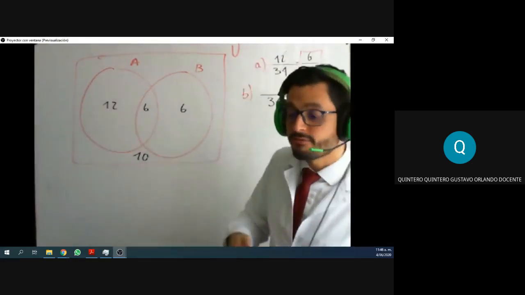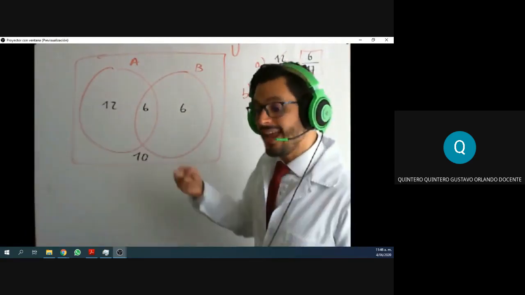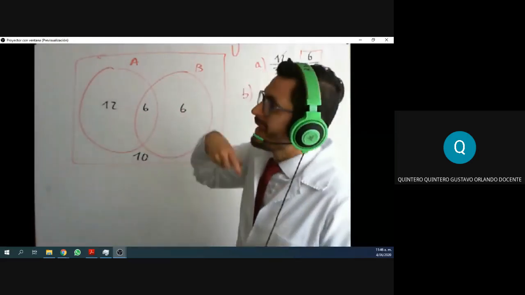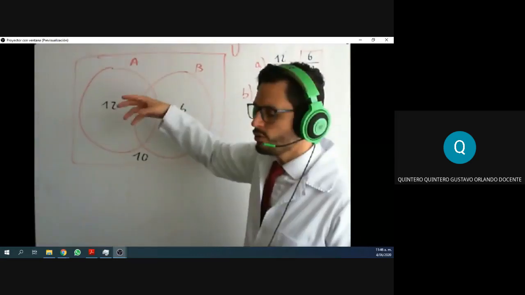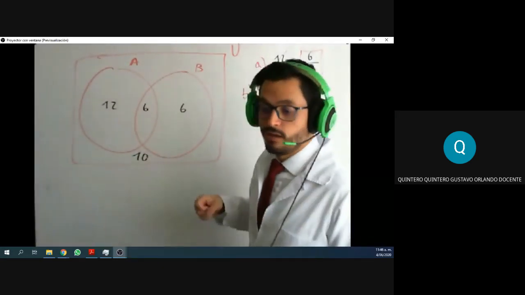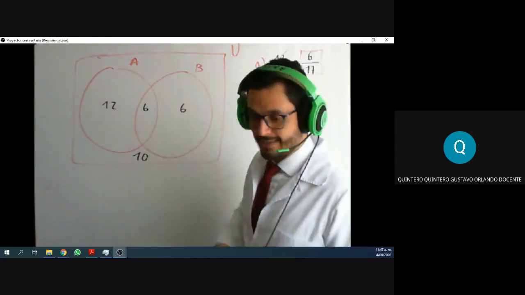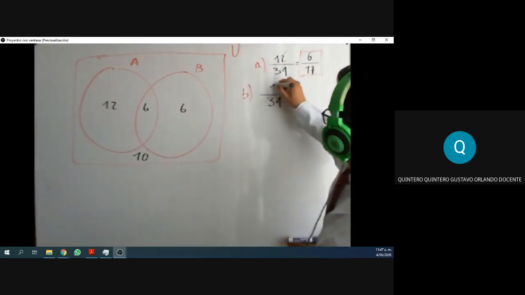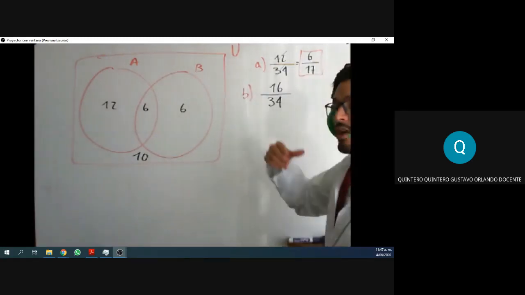No. Because remember, the question said you have to take into account the ones that are not in A and also not in both. By taking into account the ones that are not in A, so the ones outside A, you did the rest already. So the solution will be 6 and 10, the ones that are outside. So 16 over 34. Again, remember, don't just do the success, do the fractionary.